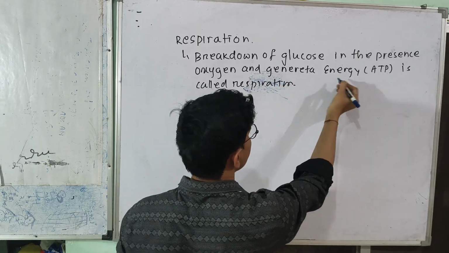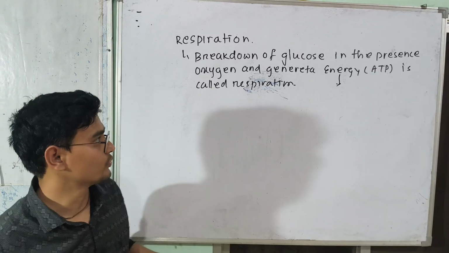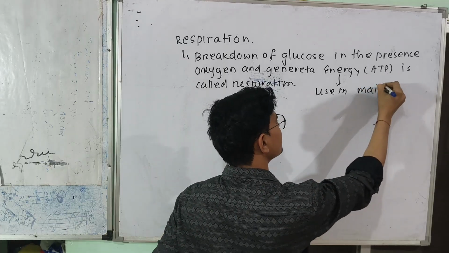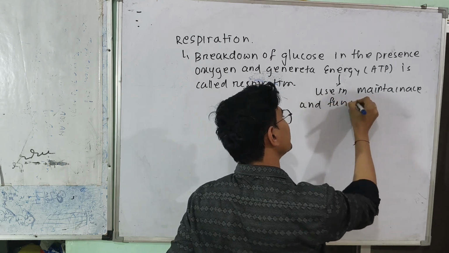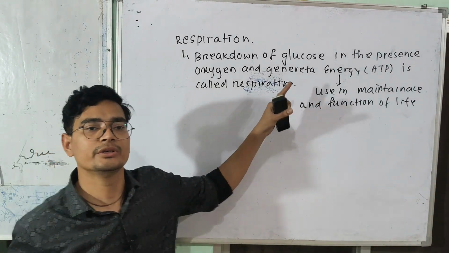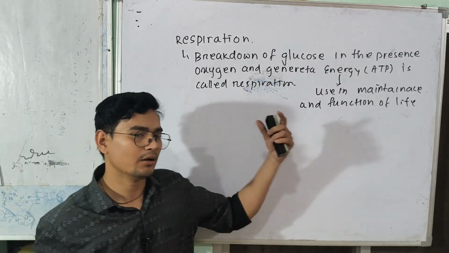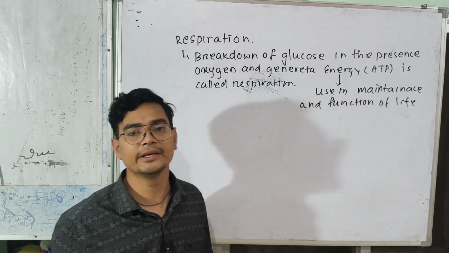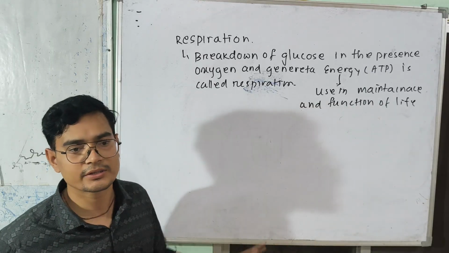And this energy is used in further life processes. This energy is used in the maintenance and functioning of life. This energy we use for different purposes of life, like working, running, exercise, reading, cycling. This energy is used in our body, so it is called respiration.